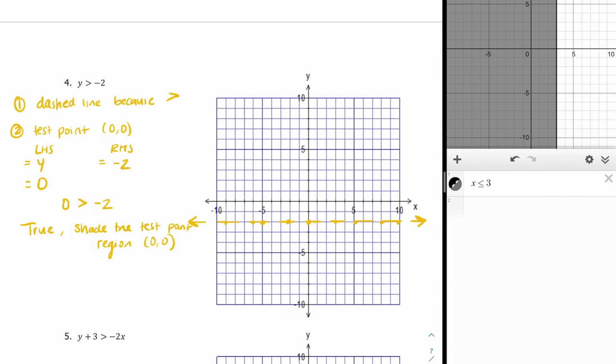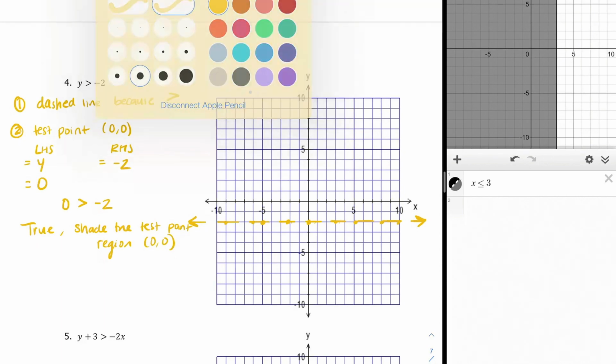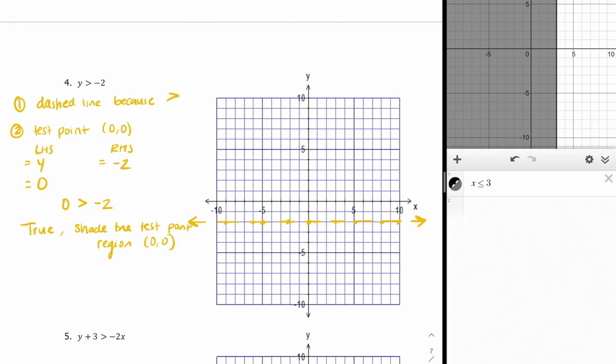So the region with the (0, 0), which is what we chose as our test point for this question. I want this bright yellow. And we are going to shade everything that includes that point there, our test point of choosing. And again, like I said, your graph doesn't have to be absolutely perfect. I'm not judging you on your art skills, just your ability to distinguish which side to color here.